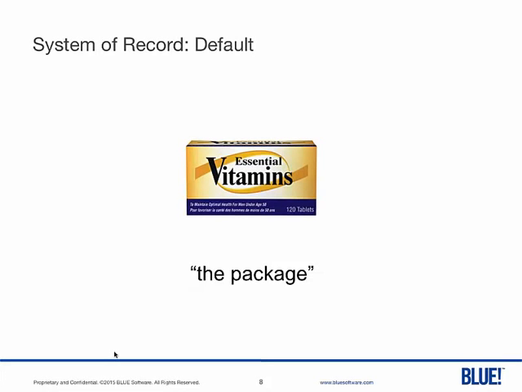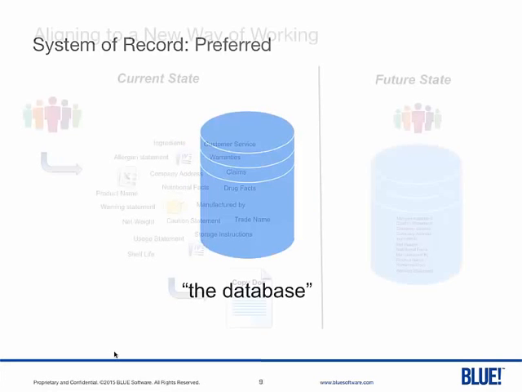Now, this new way of working would introduce this notion of a database that's managing that copy for you. So your database becomes your system of record, and you're no longer relying on making sure that you're tracking those labels and using those as your starting point. And there's many benefits to that.